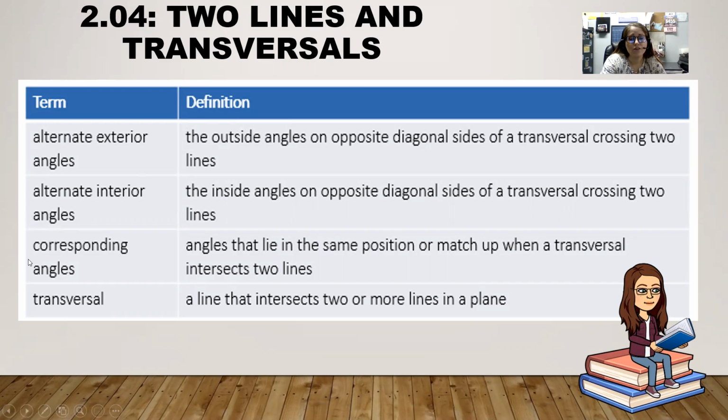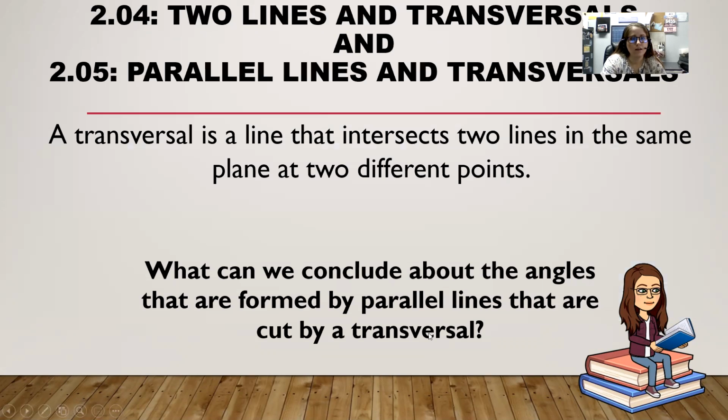Corresponding angles are angles that lie in the same position or match up when a transversal intersects two lines. And then a transversal is a line that intersects two or more lines in a plane. Okay. So what is a transversal? Okay, so a transversal is going to be a line that intersects two lines in the same plane at two different points.